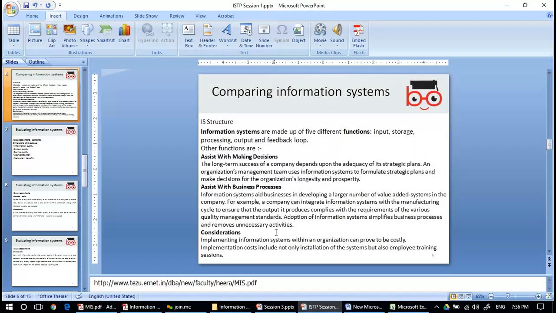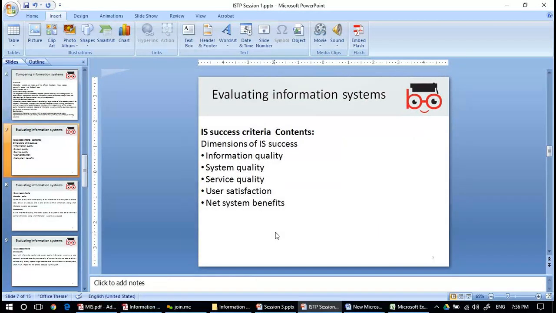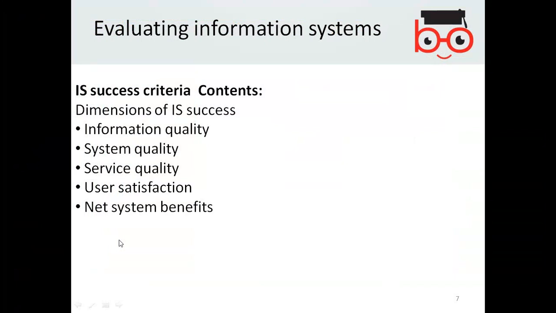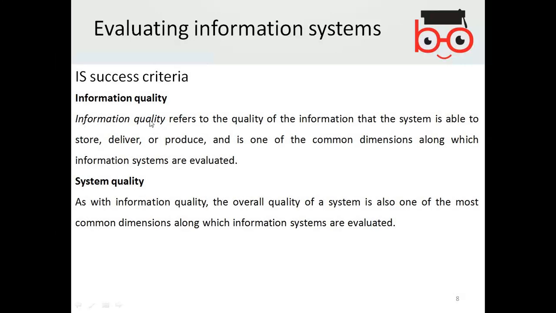So next is success criteria. You know the types of systems and how they are structurally distinguished. You should be able to know that the dimensions of success are information quality, system quality, service quality, and user satisfaction. Now we look into a little bit more detail.